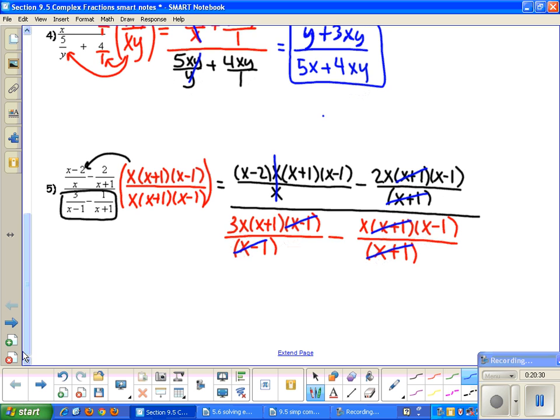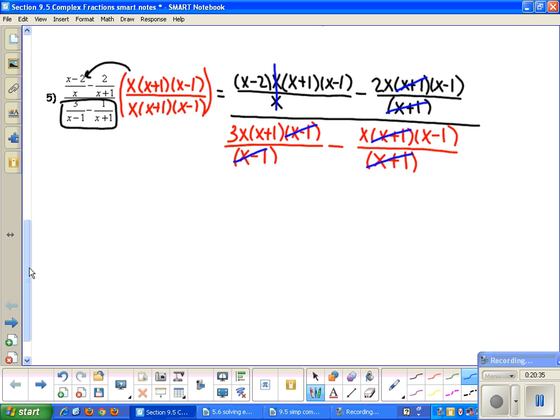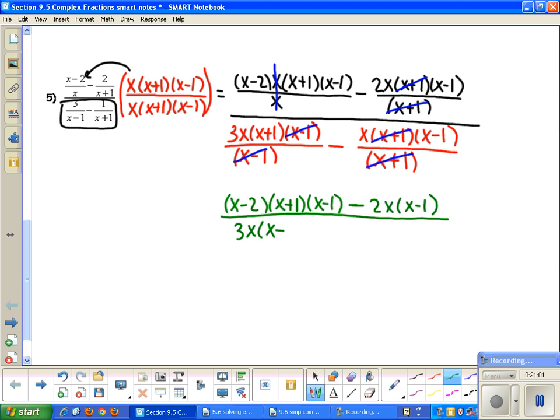So now I need to go ahead and simplify this. I'm going to extend my page here. So when I do that, if I look at the first fraction, for the first one I have in my numerator x minus 2 times x plus 1 times x minus 1, and that's being subtracted by 2x times x minus 1, and that's all being divided by, now we have 3x times x plus 1, and then subtracted from x times x minus 1.